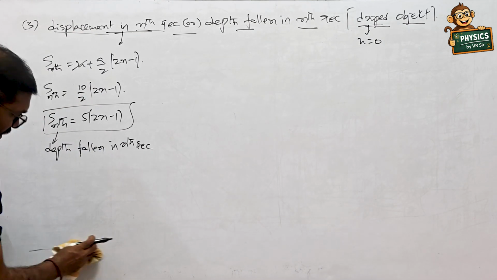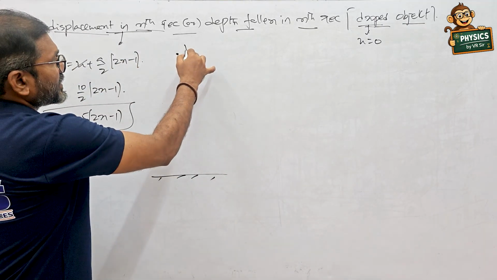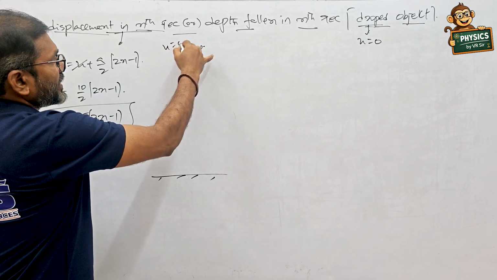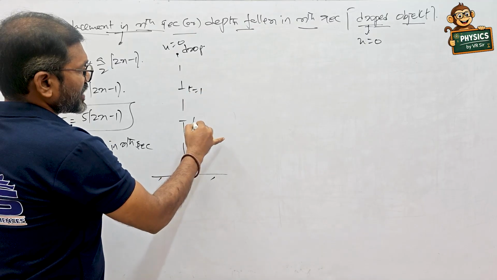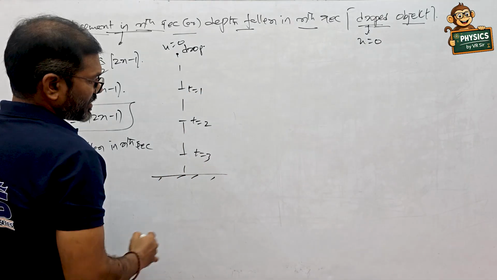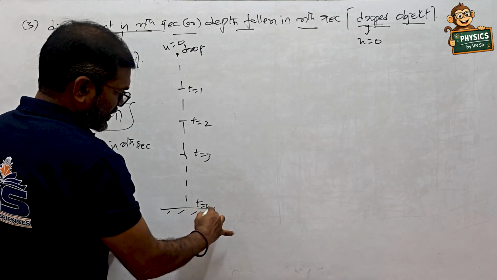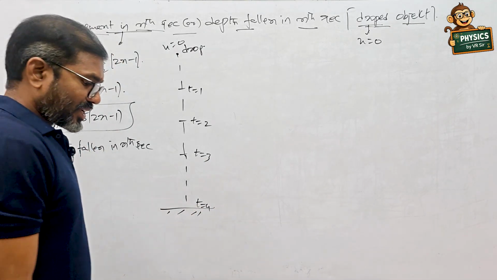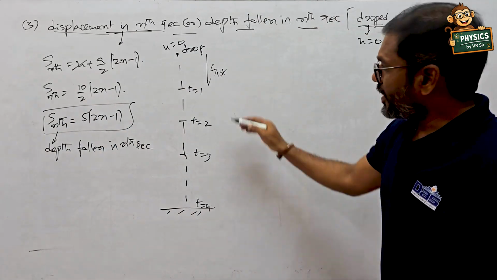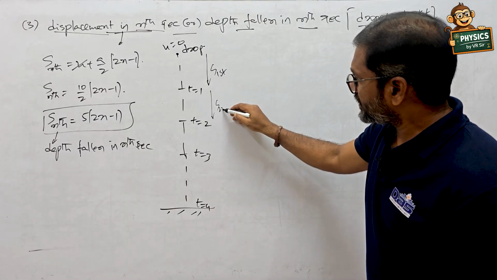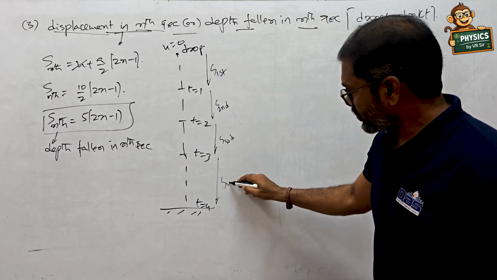Now let's take the situation. This is the ground and here is an object dropped, initial velocity 0. Now we want to know for t equivalent to 1, t equivalent to 2, t equivalent to 3 and of course t equivalent to 4. This is the depth fallen in the first second, this is the depth fallen in the second second, this is the depth fallen in the third second and this is the depth fallen in the fourth second, right?